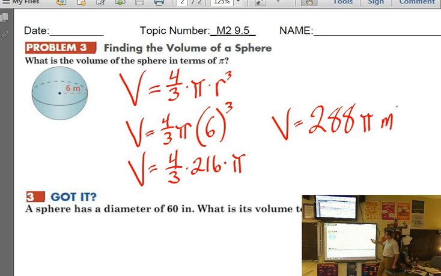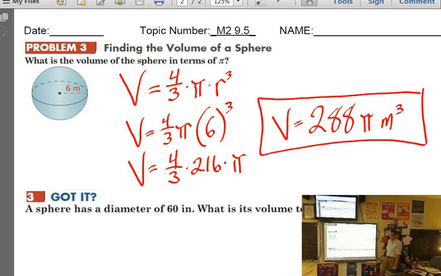Meter sphere. That should be a measurement. Meters, sphere. And I'll create a new number so that we can make it meters.